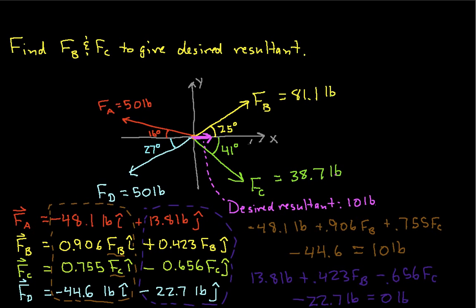So there you have it. Hopefully this has been useful. We've shown how to break up vectors into their components. We've shown how to add vectors analytically and graphically, and we've shown how to find a resultant if we know all of the vectors, or find magnitudes of vectors if we know what we want the resultant to be.